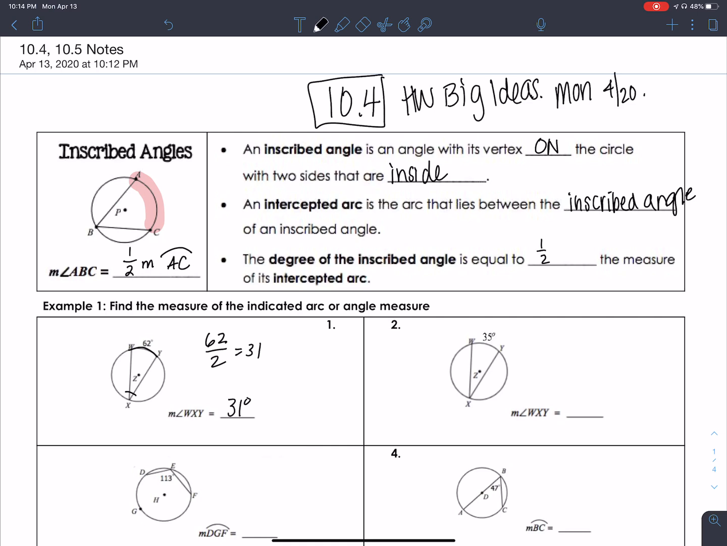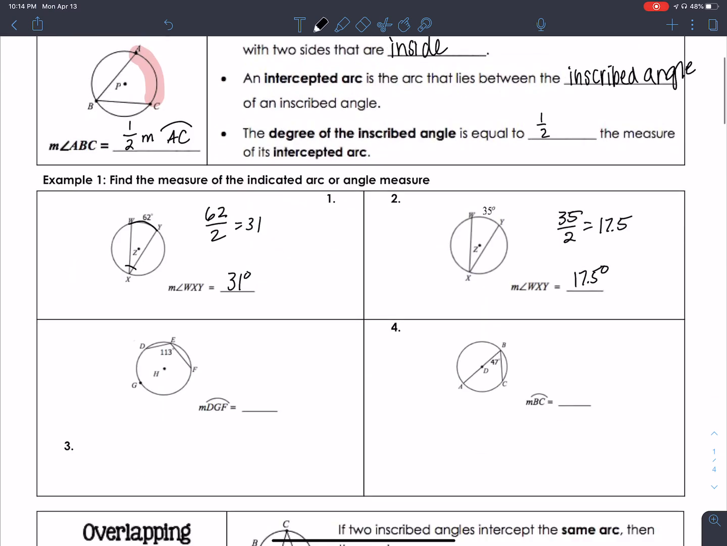Okay, so again, arc to angle, 35 divided by 2 is going to give me 17.5 degrees. Okay, now if I go from angle to arc, I'm going to double it. So that gives me 226 degrees. Again, angle to arc, double it, so that gives me 94 degrees.